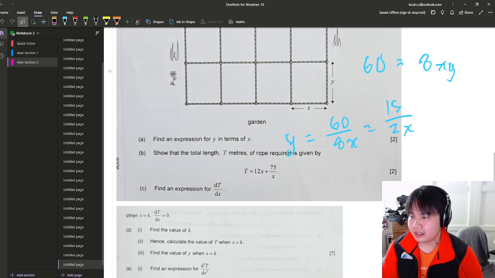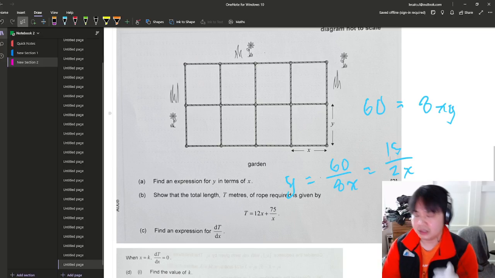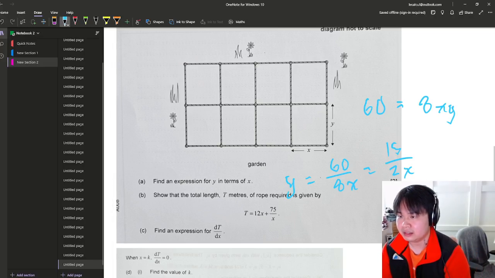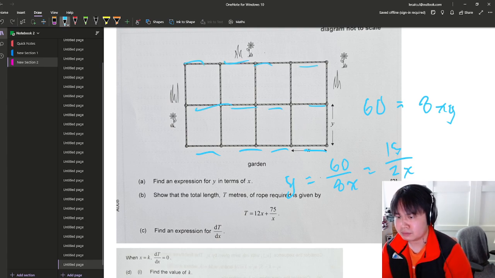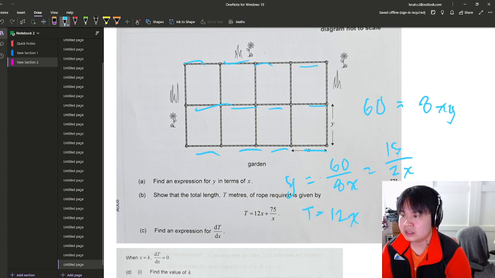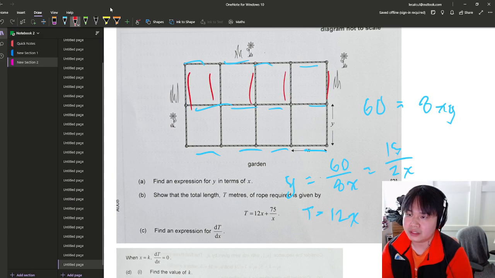Okay. Then we need to show that the total length of the rope required is this thing. Okay, so the total length of the rope, we have 1, 2, 3, 4, 5, 6, 7, 8, 9, 10, 11, 12 x's. And then we have 1, 2, 3, 4, 5, 6, 7, 8, 9, 10 y's.